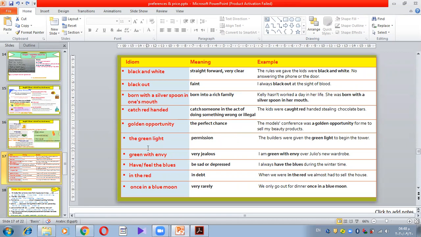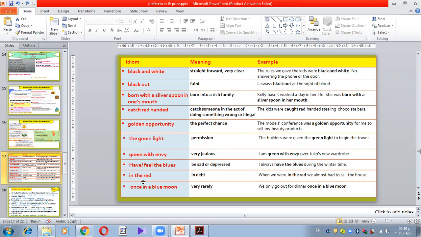The green light. What does it mean to have the green light? You have my permission. The builders were given the green light to begin the tower. Green with envy means a very jealous person. I'm green with envy over Julia's new wardrobe or car or whatever. Have or feel the blues means to be sad or depressed. I always have the blues during the winter time.